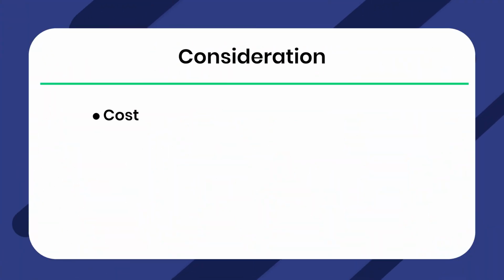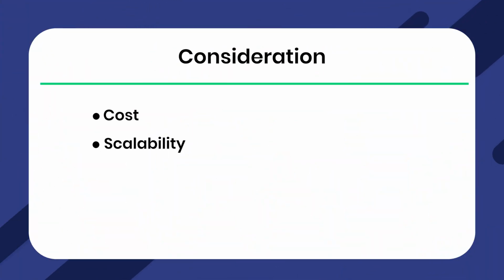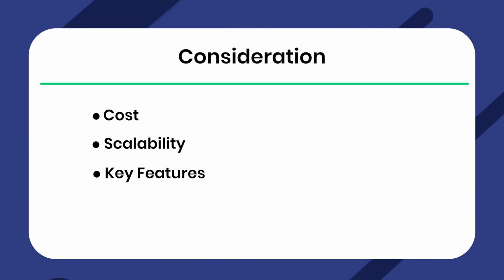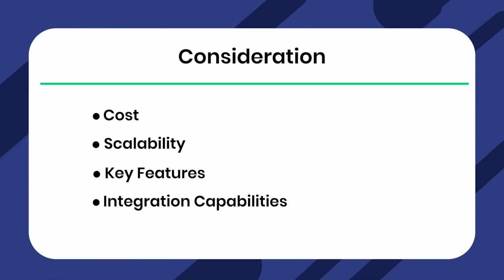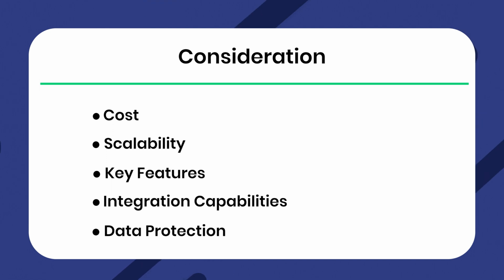Choosing the best property management software can be tricky, but don't worry, we've broken it down into key factors. Cost. Make sure it fits your budget. Scalability. Can it grow with your portfolio? Key features. Look for tenant screening, rent collection, maintenance management, and more. Integration capabilities. Make sure it works seamlessly with other services. Data protection. Security is paramount, so choose one that safeguards your data.